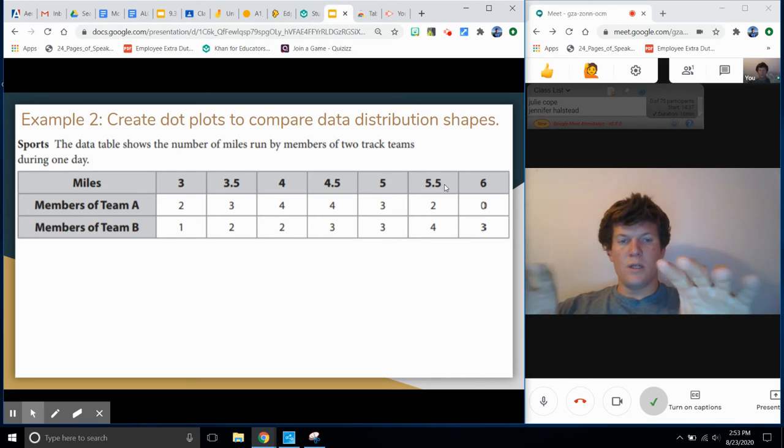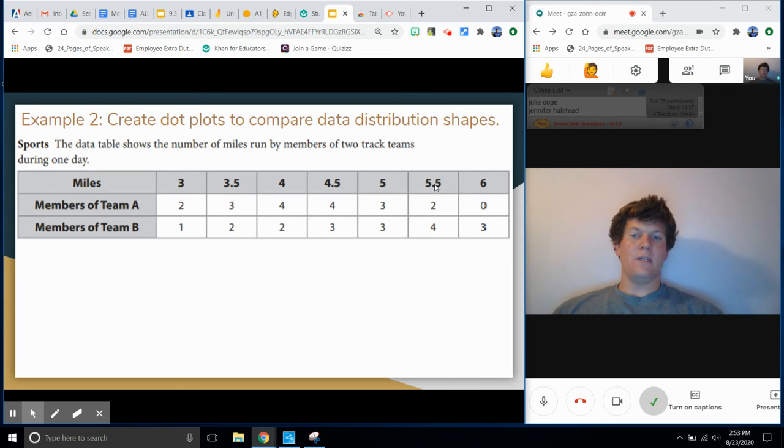So now we're going to use this data to make dot plots. The nice thing about this is we already have the number line set up for us. Look how close those numbers are. Look how they're changing from column to column, 3 to 3.5, 3.5 to 4. They're going up by half, or 0.5, every time. So let's make our number line match that. We'll go from 3 to 6, counting by halves. Then put dots for each number for how many teammates ran.